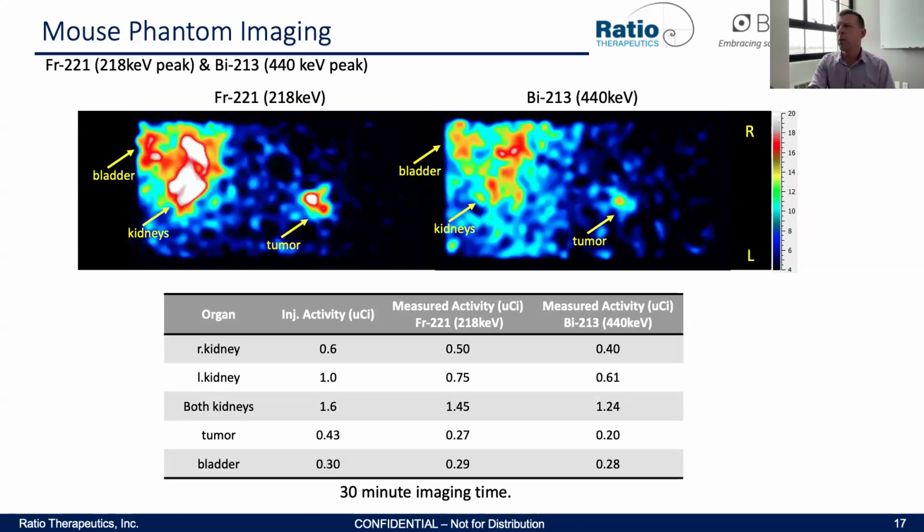If we then look similarly at the francium and the bismuth, this is a case of something not uncommon in nuclear medicine imaging. We have some noisy images. The quantitation is still reasonable. I would argue a couple things to note.